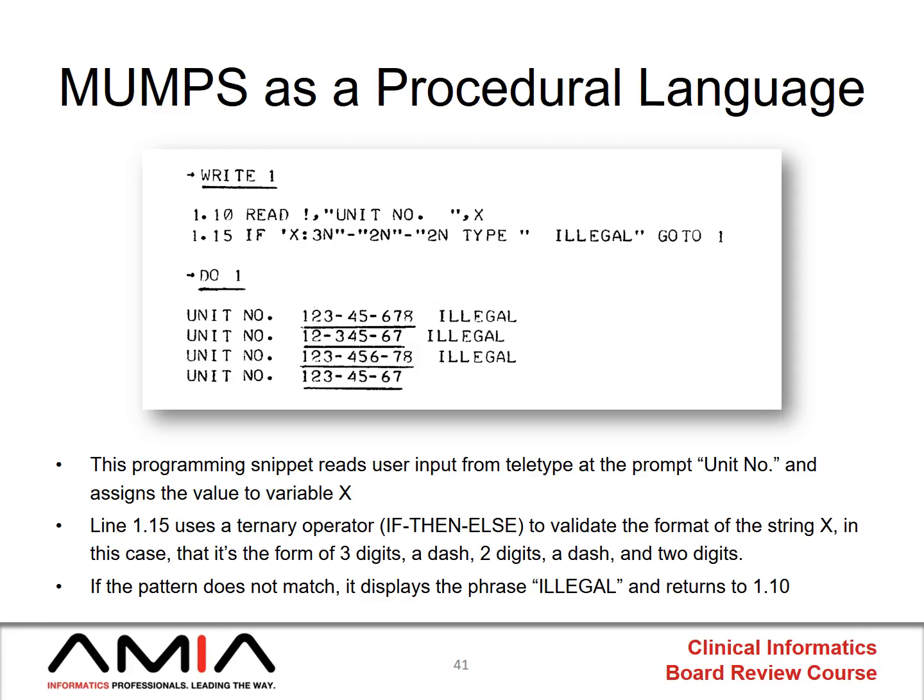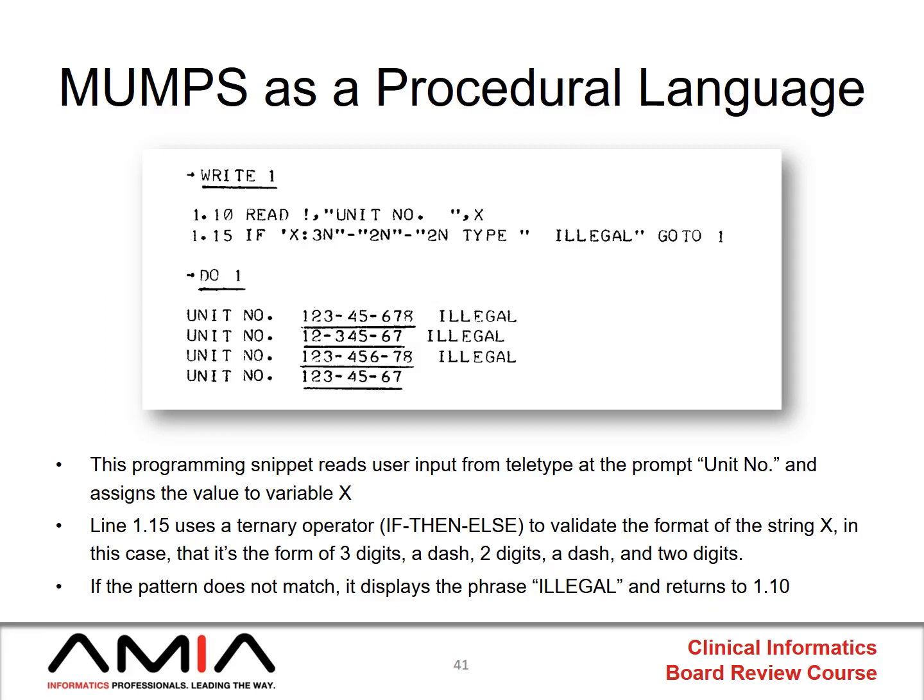And so if you run that program, so he wrote a program, write 1, and then wants to execute the program, so he says do 1. By the way, in this screenshot, everything that the user is typing in is underlined. So the write 1 command and the do 1 command are things that the user has typed in. So if I run that program, it says unit number. I type in 123-45-678. That does not match the 3-2-2 pattern that's expected in line 1.15, so it shows me the word illegal and takes me back to line 1 again. And so I type in 12-345-67. It says illegal and kicks me back again.